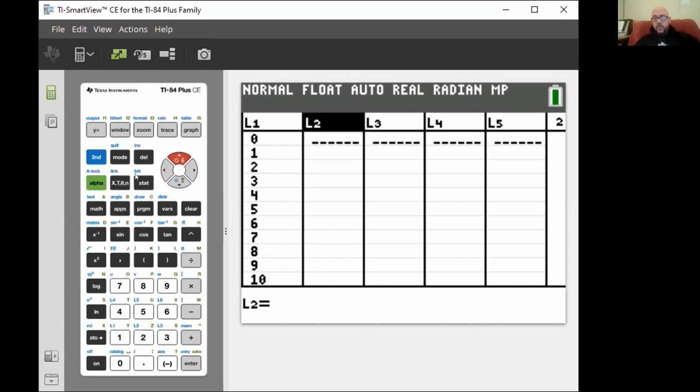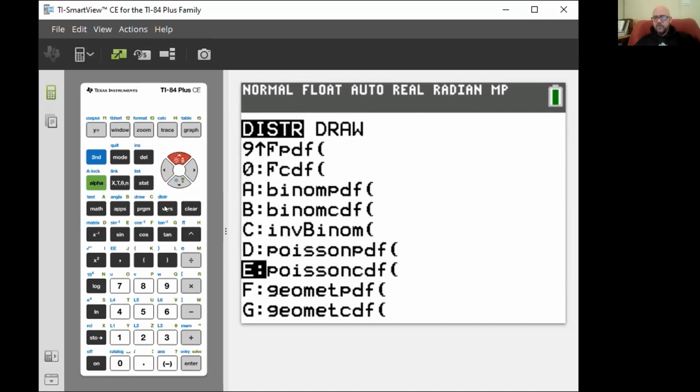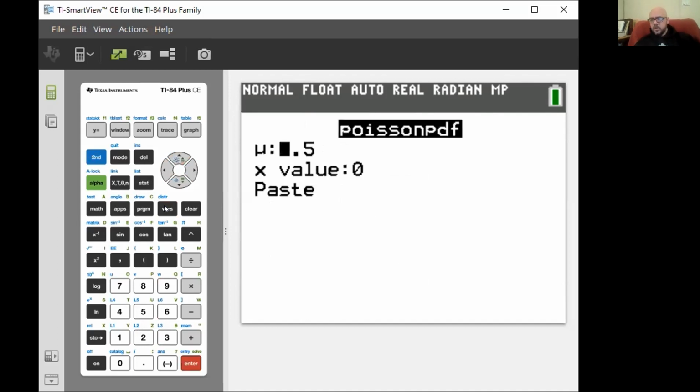So if I go to distributions, Poisson PDF of 2.5, X value is L1, second L1.